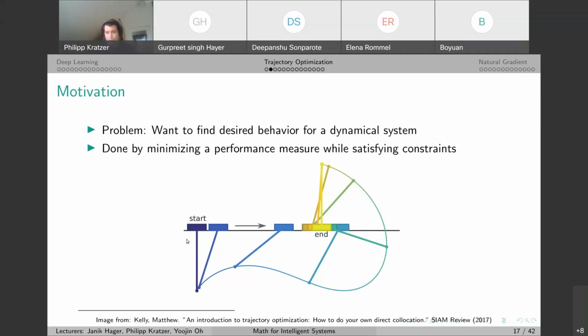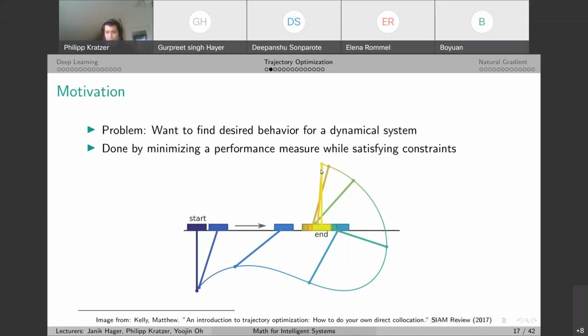A performance measure could be that you want to minimize the torques that you need to apply, and the constraint that you want to fulfill is that the pole is upright in the end. So you could have this constraint that the angle of the pole is 0 and going up here.